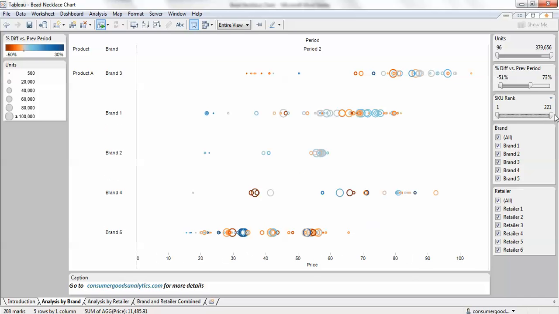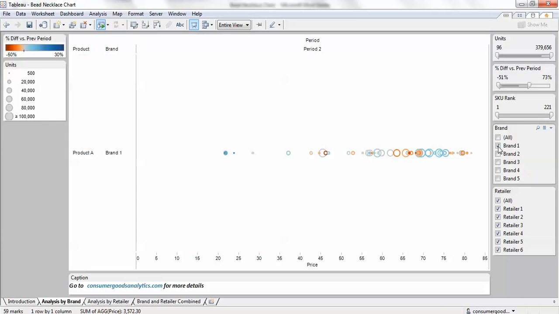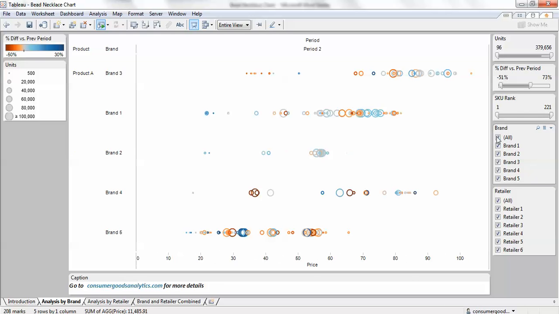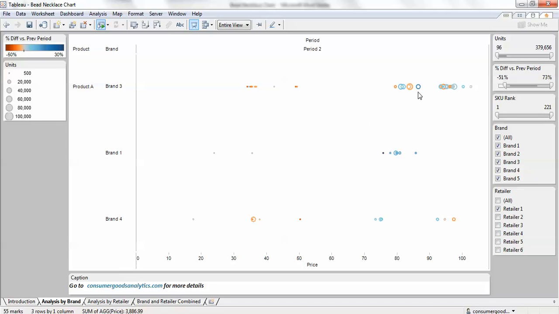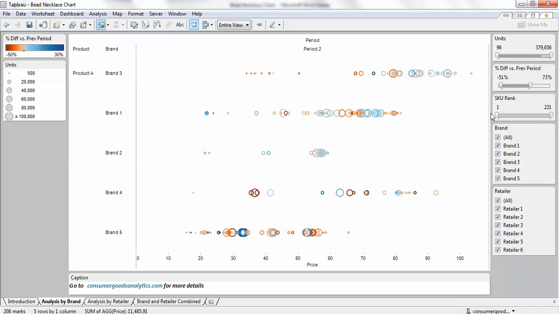And we can also interact with the different brands. If I'm only interested in seeing brand 1, I can click on brand 1 and see it with a lot of details. If I want to see how retailer 1 is performing across brands, I can click on retailer 1 and then we'll see how it's interacting. So this type of visualization is very interactive, very easy to use, and very, very helpful.